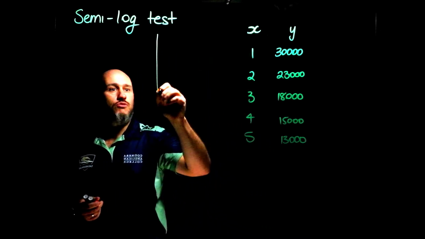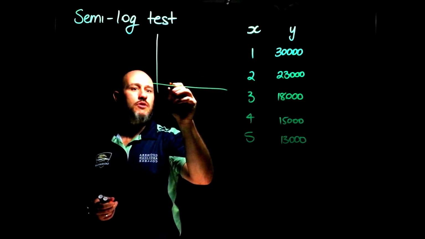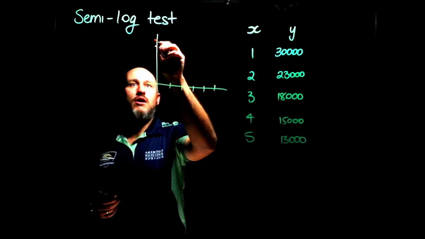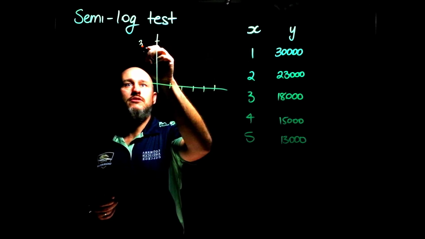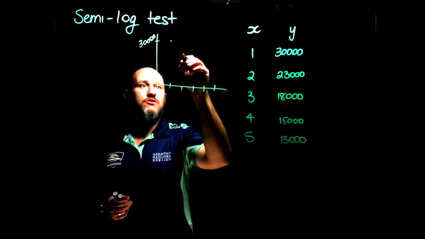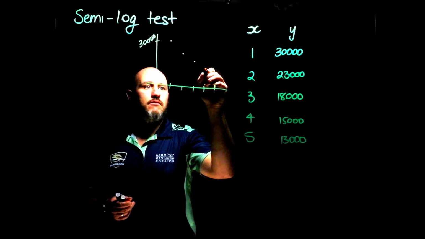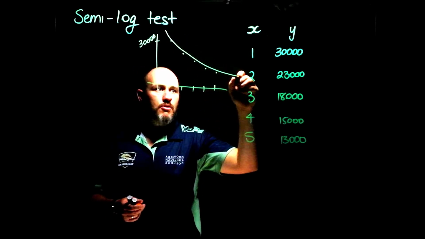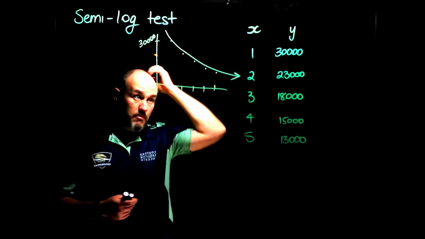I'm going to show a little graph here, okay? And we've got x is 1, 2, 3, 4, 5. Obviously you'd use a ruler. And y starting at, say, 30,000 here. Y is 30,000, 23,000, 18,000, 15,000, 13,000. So we suspect that it follows that sort of model. I've missed all the data points there, but hopefully you get the point.